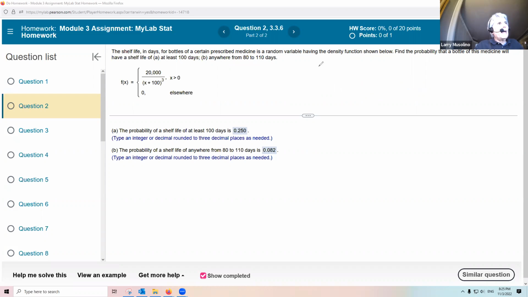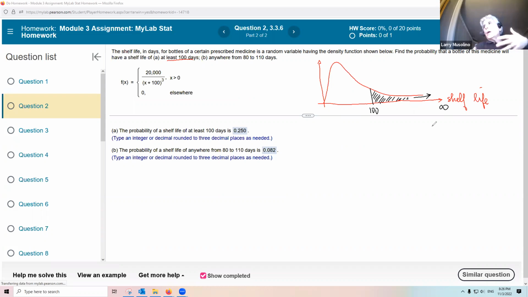So imagine we have some probability density function. I'm just going to draw any function like this. Part A is asking about a shelf life of at least 100 days. What we're measuring here is shelf life, and at least 100 days means 100 or greater. So let's say 100 days is here. We're being asked to find this area under the curve from 100 all the way over to, really, infinity.